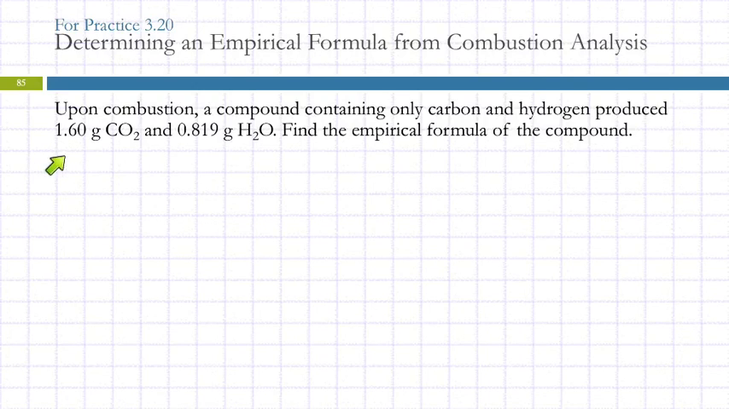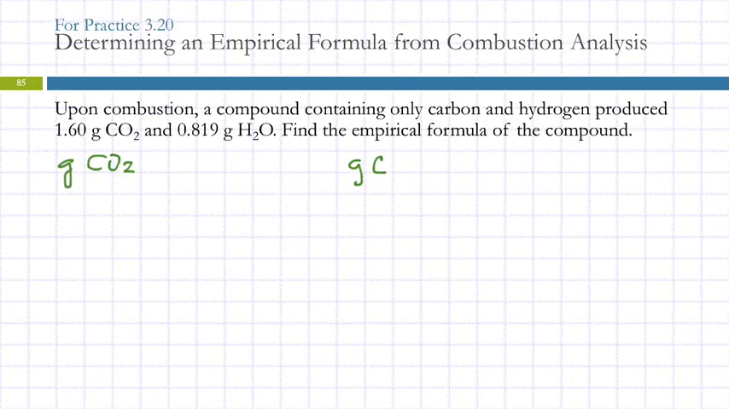We know it made 1.60 grams of CO2. That's not the mass of carbon, that's the mass of CO2. We have to find the mass of carbon that is in 1.60 grams of CO2. So what we want to do is take grams of CO2 and get to grams of carbon. How are we going to do that?